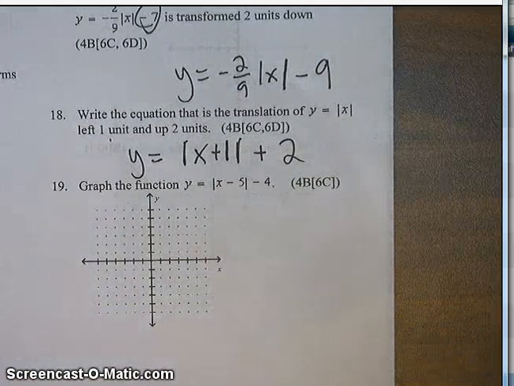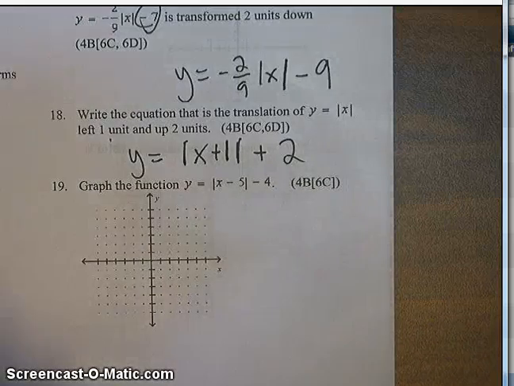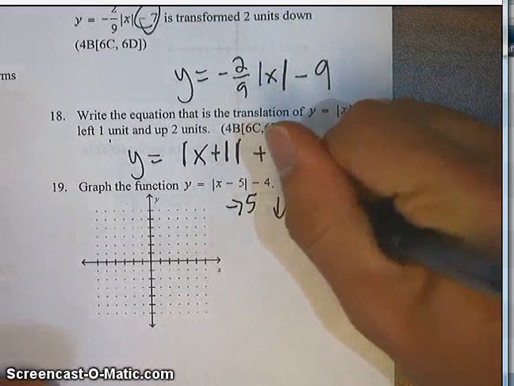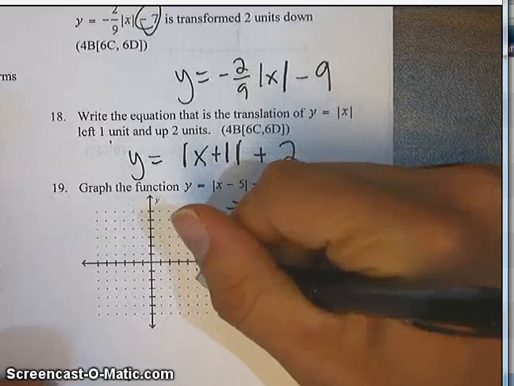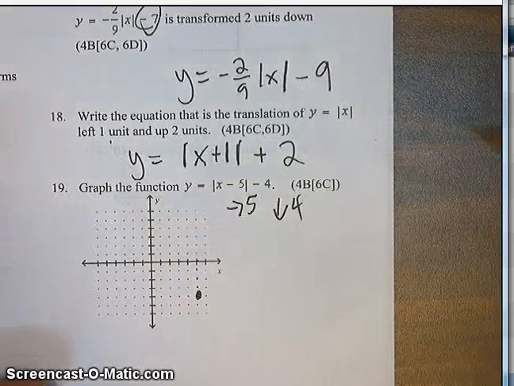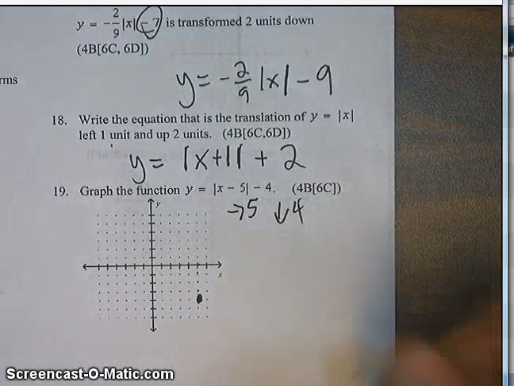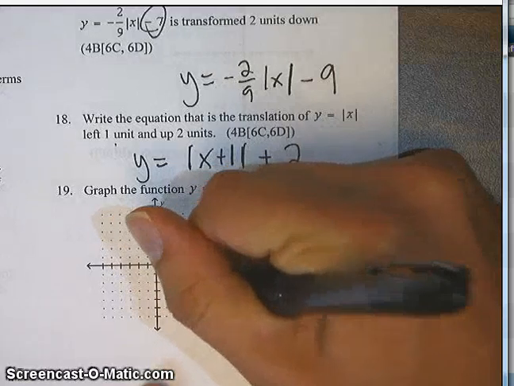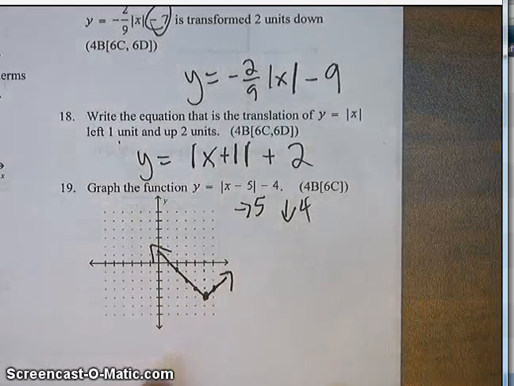Graph the function y equals absolute value of x minus 5 minus 4. So that minus 5 means go right 5. The minus 4 means go down 4. So I'm going to go over 1, 2, 3, 4, 5, and down 1, 2, 3, 4. I don't see any vertical stretching or compressing here, so I'm just going to go up 1 over 1. And then I'm going to graph it. Looks like that.